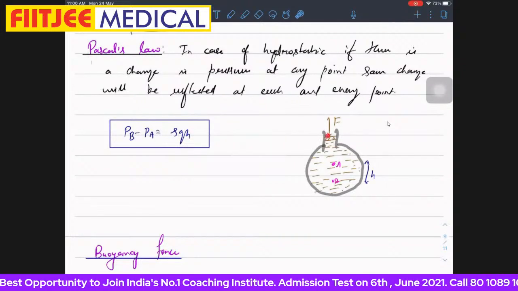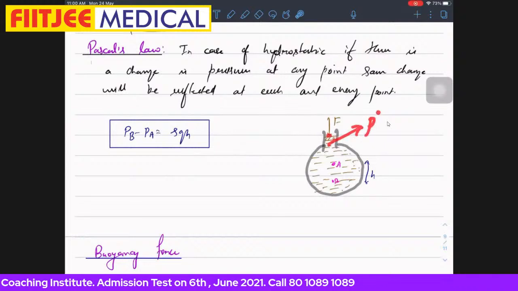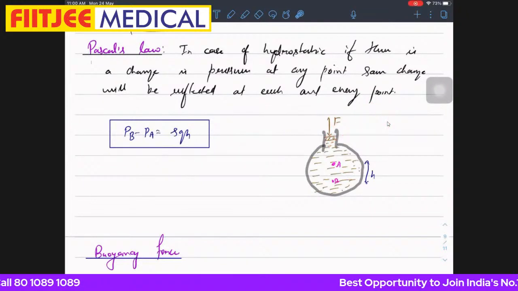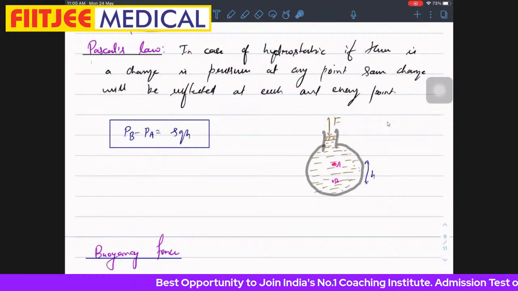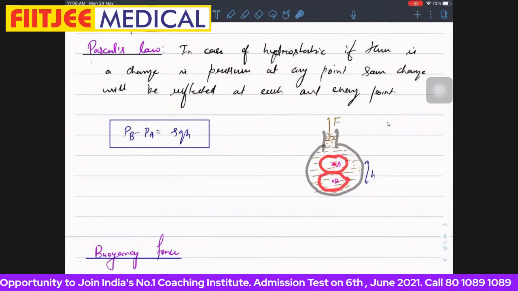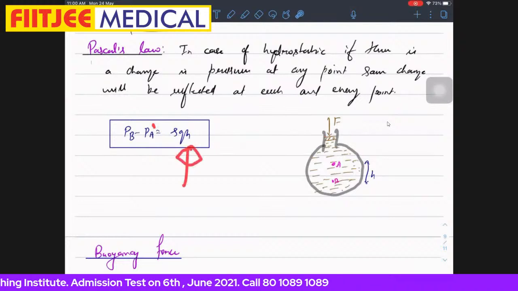If I apply a force F here, at this point there will be some change in the pressure, P prime, because if you apply the force, there would be some change in pressure. Since PB minus PA, the difference, should remain constant, whatever pressure change is reflected at point A, the same amount of change should be reflected at point B. Then and only then this relation will hold true.